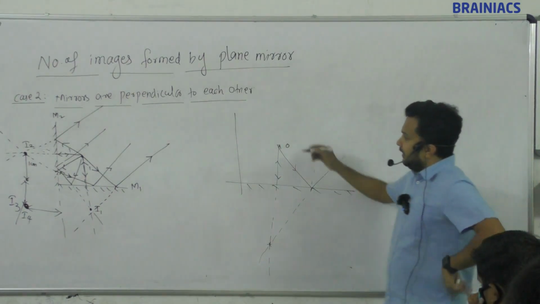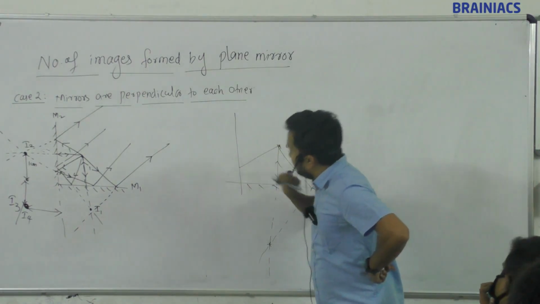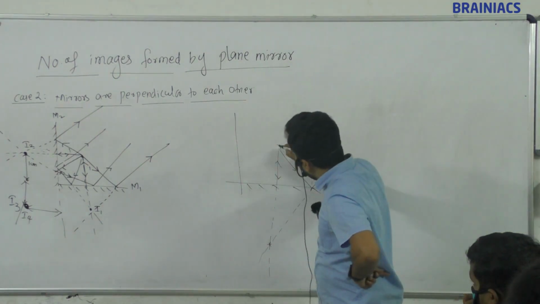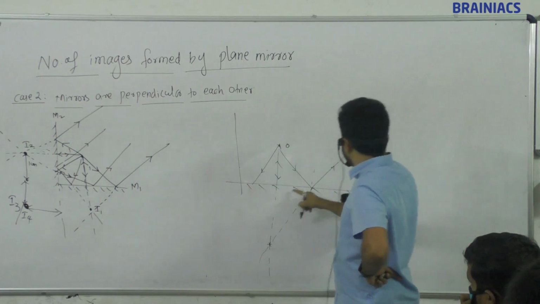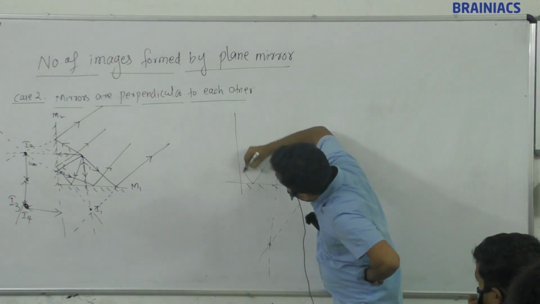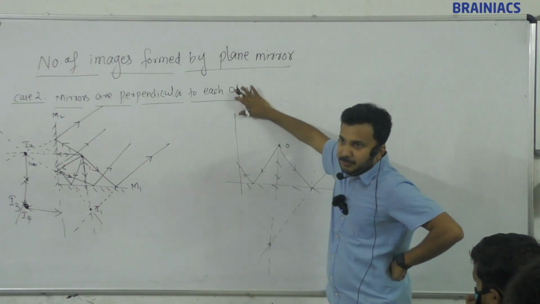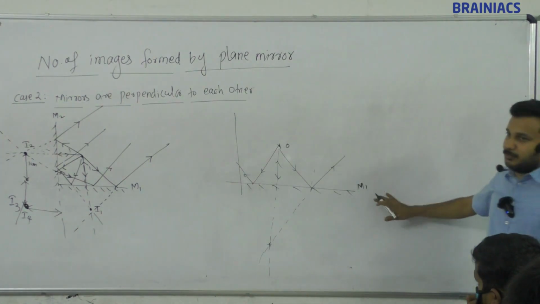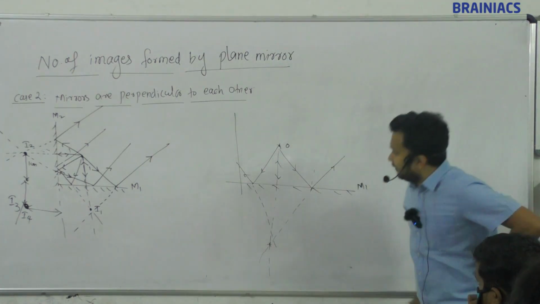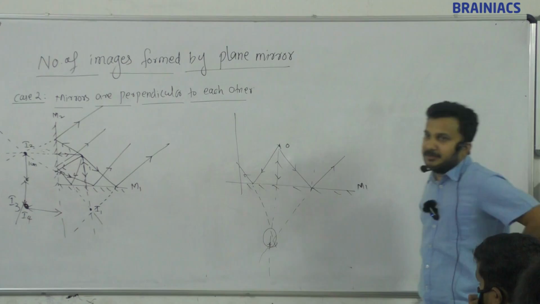Suppose I am drawing the third line. For example, this is coming like this. No, I cannot do it for M2. I have to do it for M1 because I am working on M1. So for M1, the incident ray, what will happen? It will get reflected. I am not bothered about M2; I am only looking at M1. This reflected ray I am extending, and it meets at some common point.